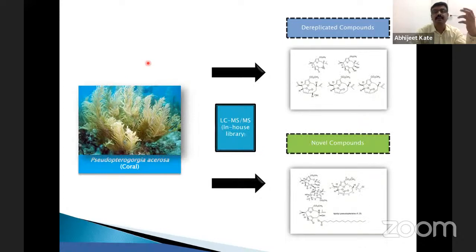So, to give just a brief about the different strategies we used: when I was doing my PhD, we used an LC-MS/MS based strategy, where I created a library in-house using the ion trap instrument, creating fragmentation patterns of particular molecules. Based on this strategy, we de-replicated several compounds and also isolated several new compounds, which we published in the Journal of Natural Products, one of the well-renowned journals in this area.